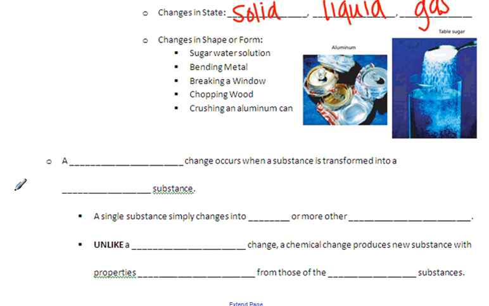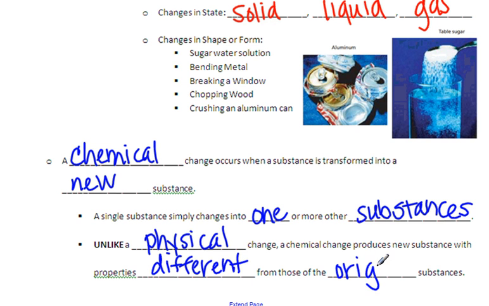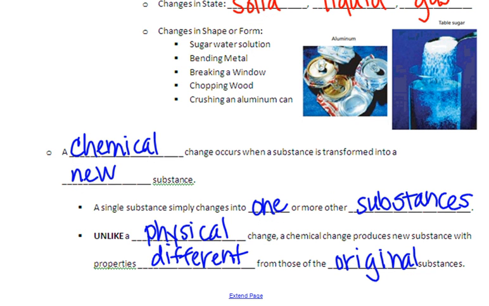Okay, so let's go on to a chemical change. A chemical change occurs when a substance is transformed into a new substance. A single substance simply changes into one or more other substances. So, unlike a physical change, a chemical change produces a new substance with properties that are different from those of the original substances.